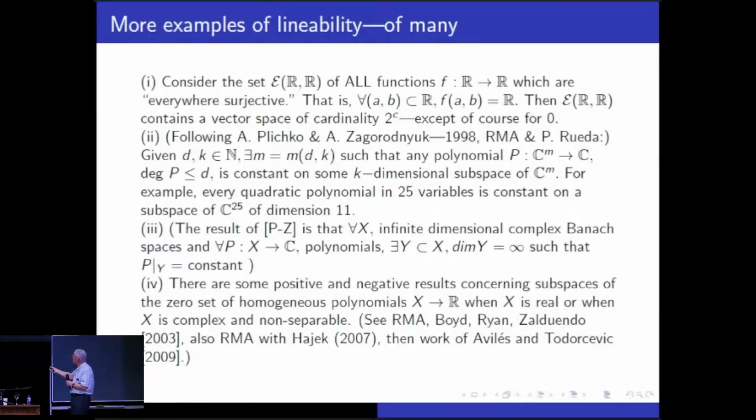except to say that there's a paper I have with Chris Boyd, Ray Ryan from Ireland, and Ignacio Zalduendo from Buenos Aires. The paper appeared in the Journal of Approximation Theory, I think, I'm not sure. And we're very proud of the title of the paper. The title is Zeros of Polynomials, the Real Story. And the reason for the real story is because we're interested in real.